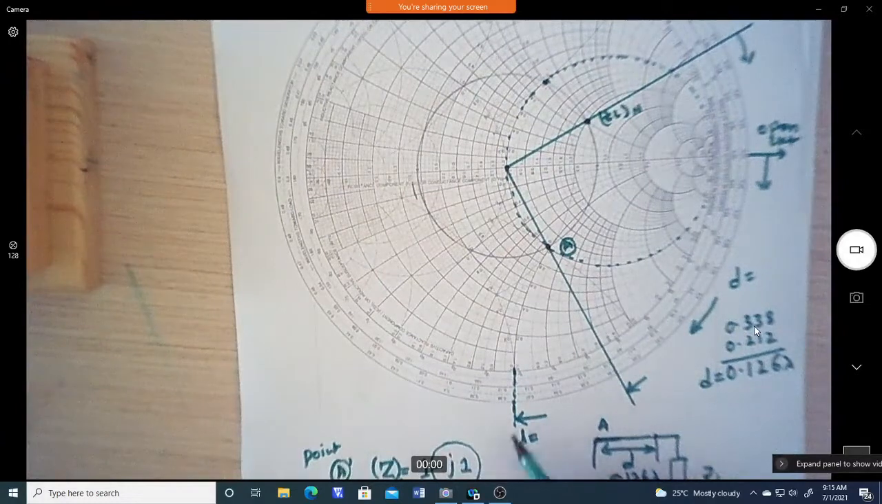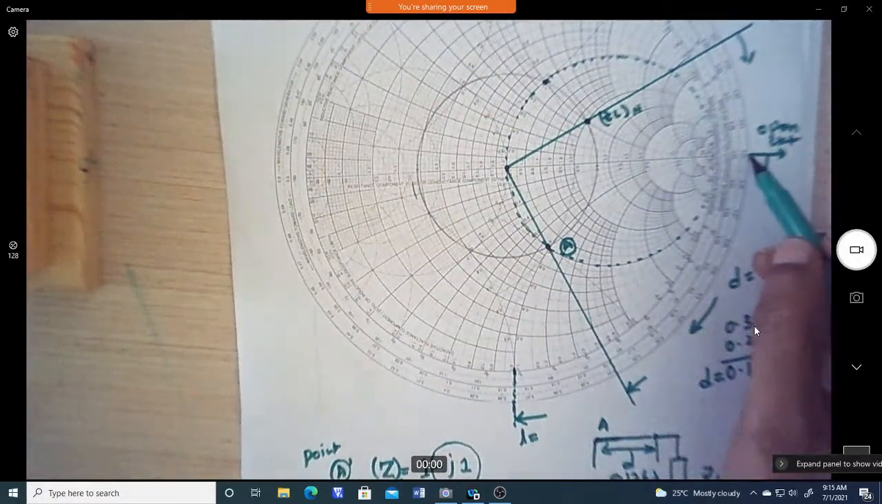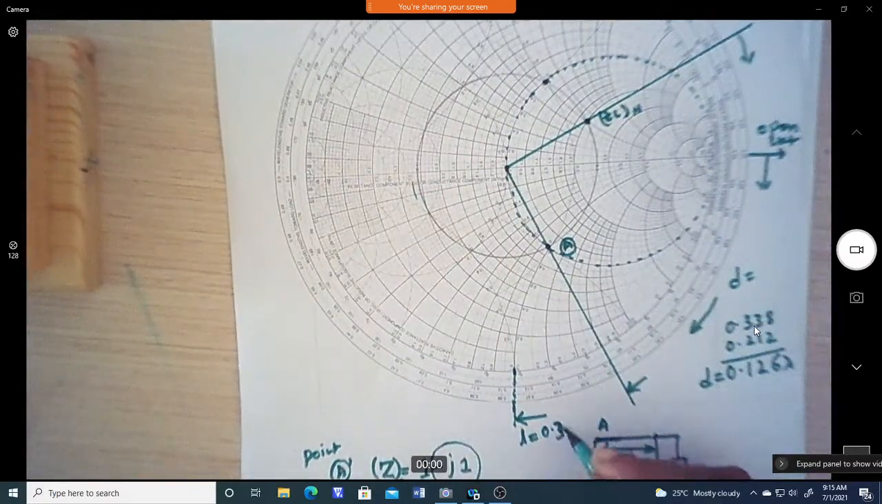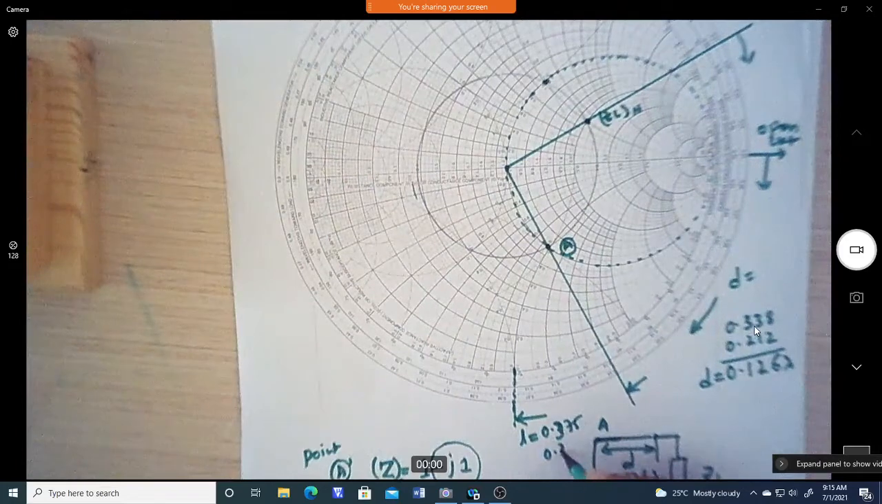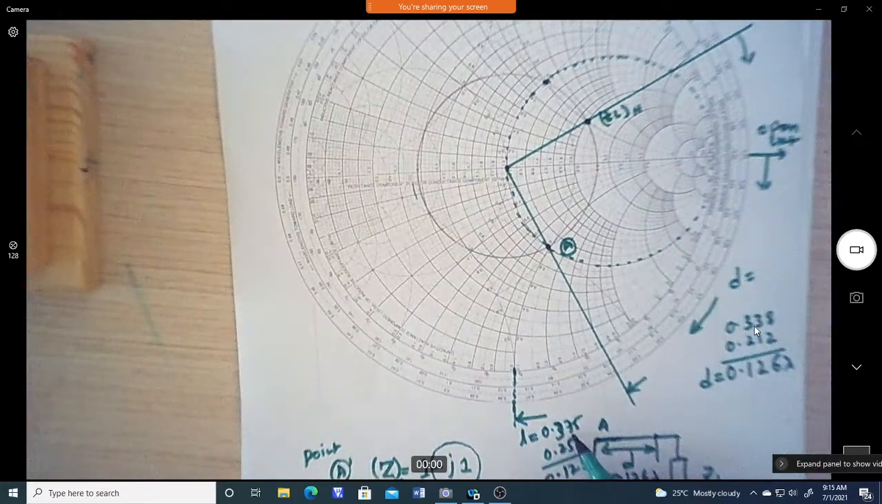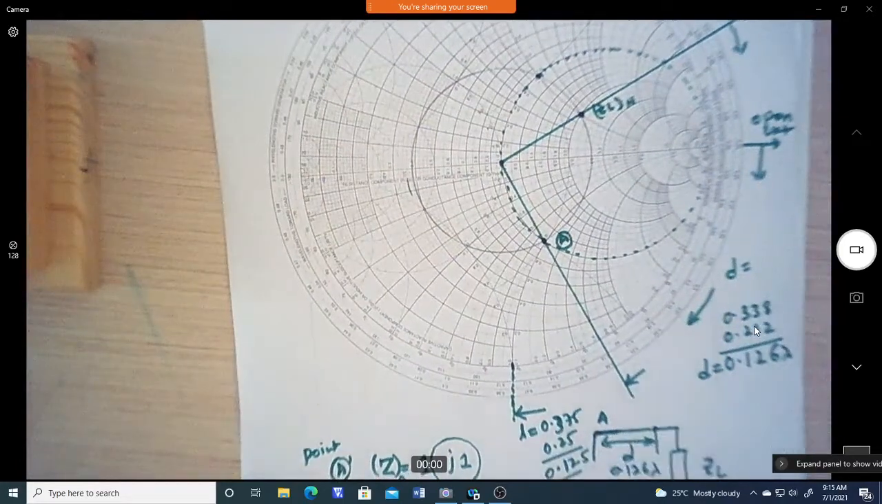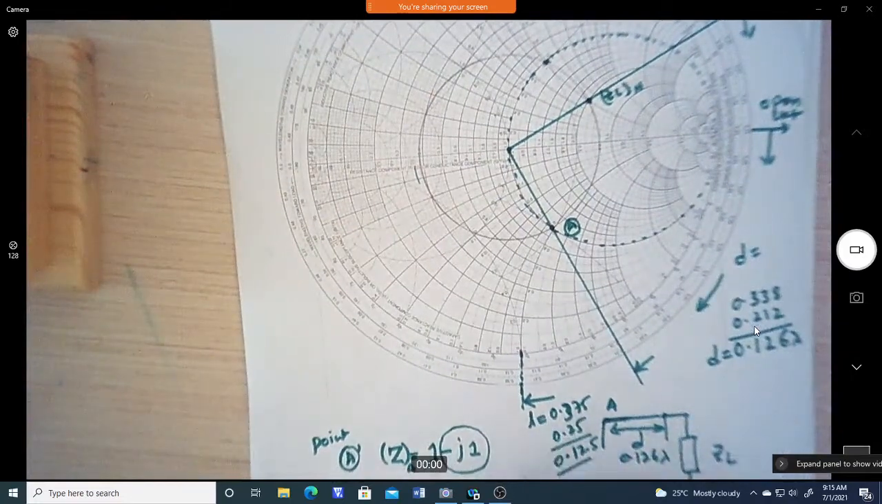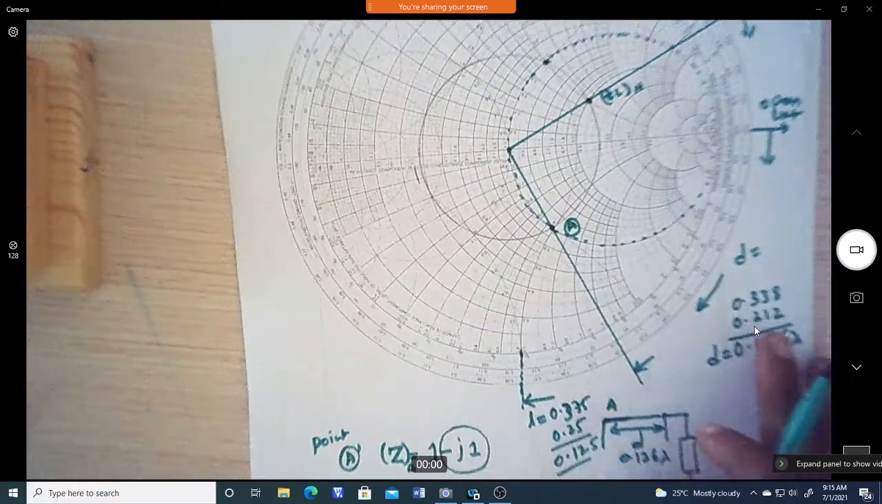So this is what it is offering, minus J1. What is the length of the stub? You can see here it is 0.25 and here it is 0.375. So 0.375 minus 0.25, how much are you going to get? 0.125. So that is the length of the stub. Okay, so now we can write the series stub.